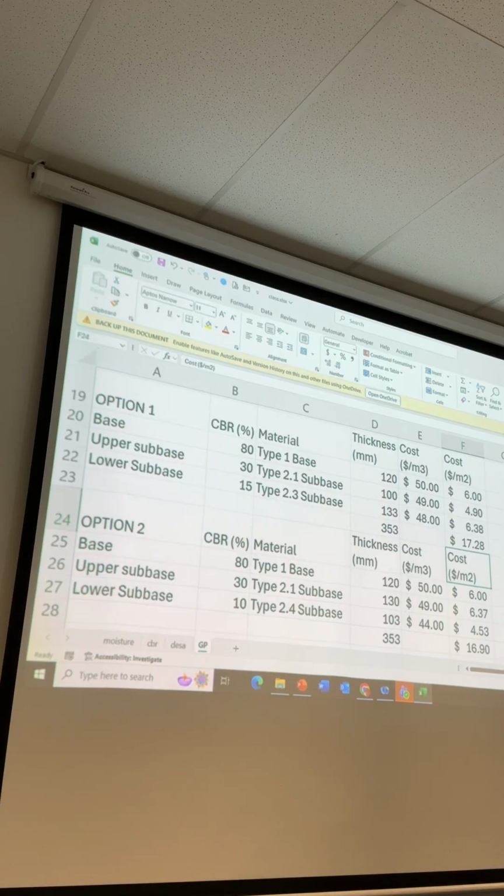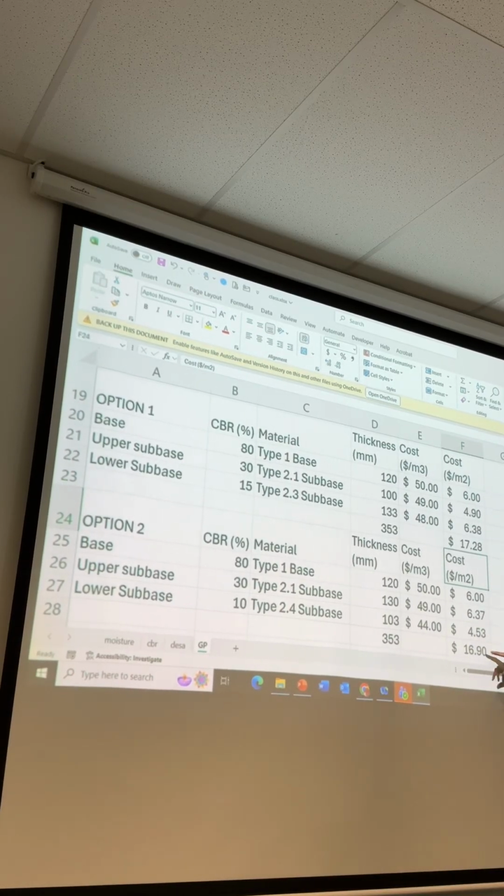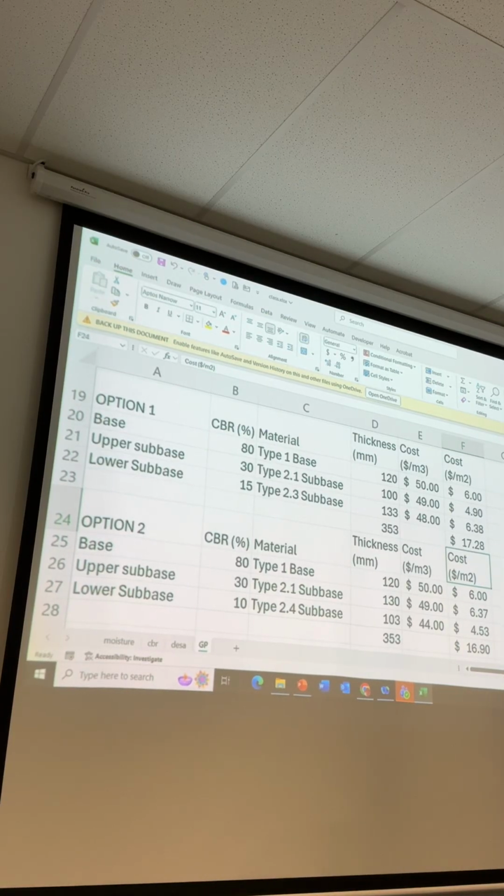And then what do I realize? That yes, my total thickness is the same, but because here I'm using less of the expensive material and more of the cheaper material, this pavement composition is going to be cheaper. And that's what we're looking for.